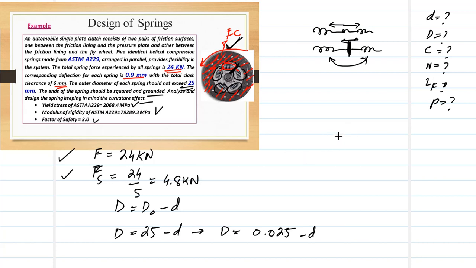Now we know that sigma y is 2068.4 megapascal, and this stress is very high because we use spring steel. They are very hard steels, and their strengths are much higher than normally available materials like mild steel, and that's why they are called spring steels, and they are more expensive than mild steel. So sigma allowable is 2068.4 divided by 3.